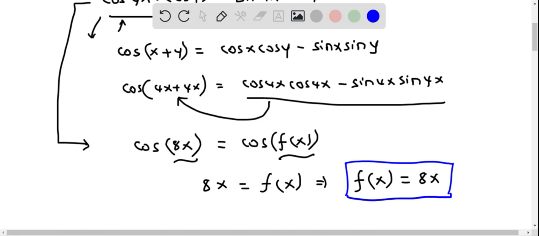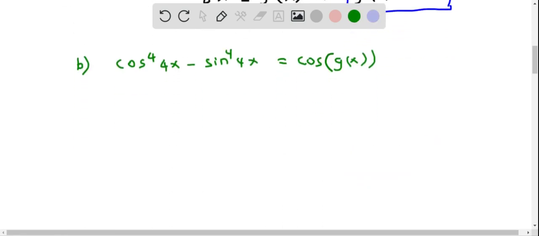Let's do part B. Here we have cosine power 4x minus sine power 4x equals cosine of g of x. We then have to find g of x. So let's use the hint part for this question. That is, it is given as a power 4 minus b power 4 equals a squared minus b squared times a squared plus b squared. I'm going to use this hint.